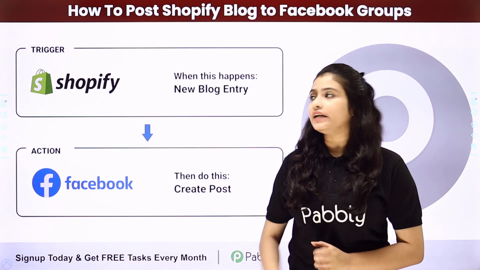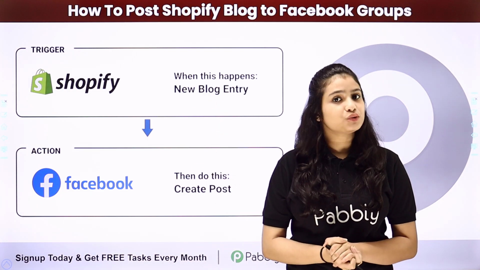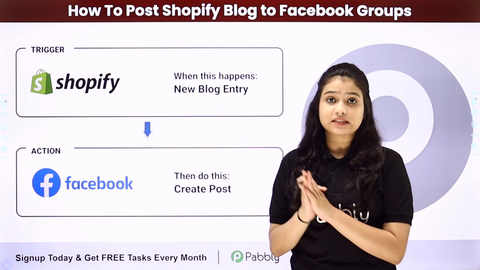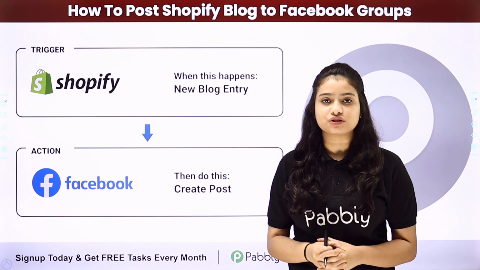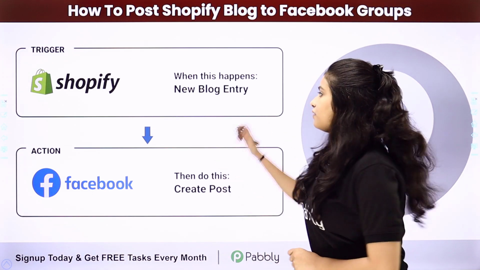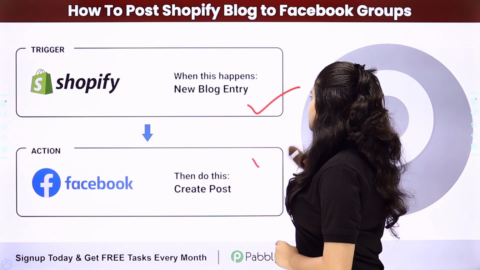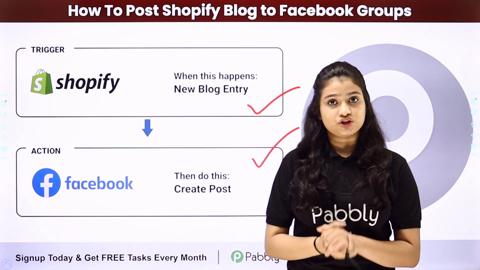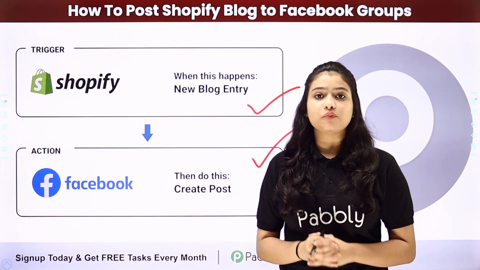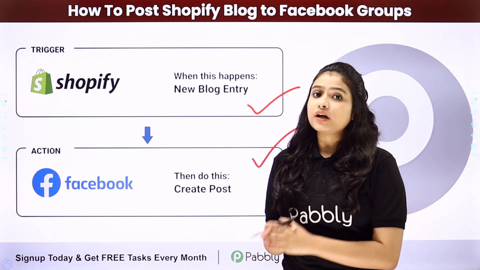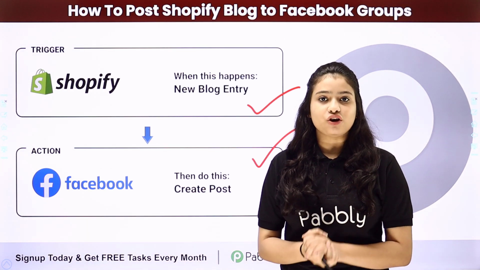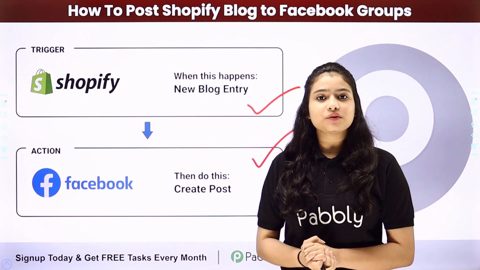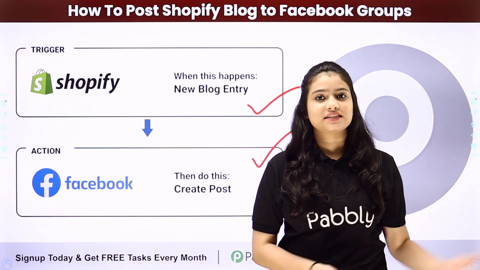For that you will have to integrate Shopify with Facebook, and to do the same we are going to use Pabbly Connect, which is an amazing automation and integration software. Now what we are going to do, we have Shopify in our trigger and Facebook groups in our action. So we will be connecting both of them by using Pabbly Connect in such a way that as soon as a new blog is posted in your Shopify store, it will also be posted automatically in your Facebook group. And to learn this entire automation step by step, let me take you all to my screen.